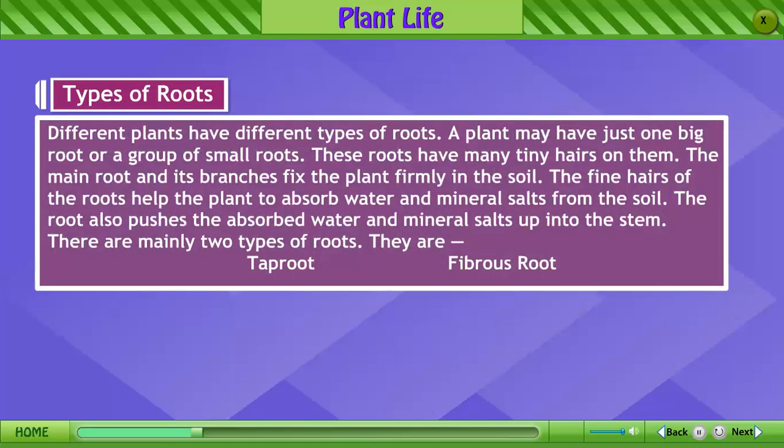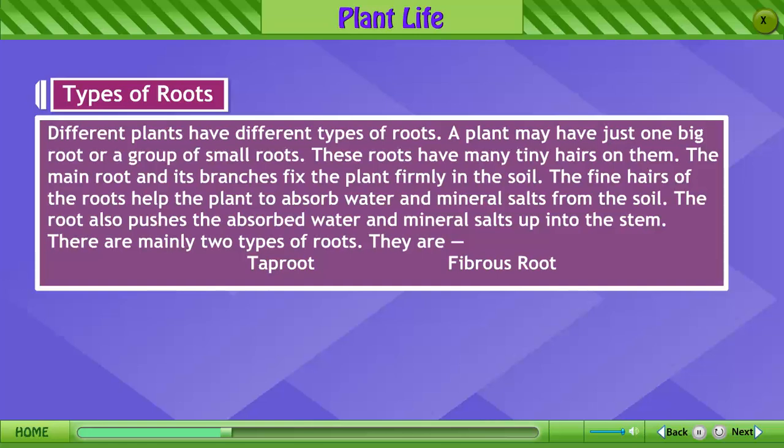Types of roots. Different plants have different types of root. A plant may have just one big root or a group of small roots. These roots have many tiny hairs on them. The main root and its branches fix the plants firmly in the soil. The fine hairs of the roots help the plant to absorb water and mineral salt from the soil. The root also pushes the absorbed water and mineral salt up into the stem.